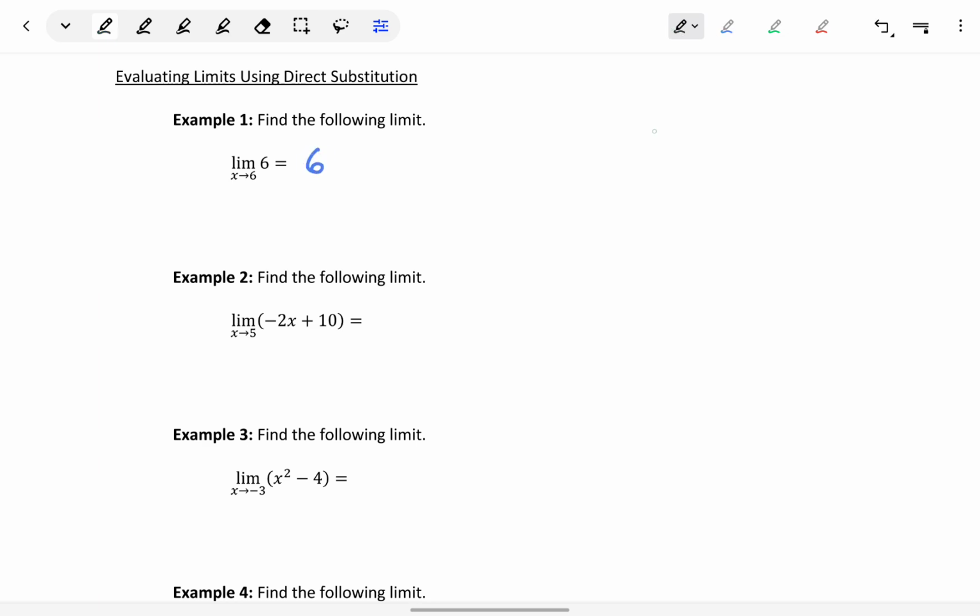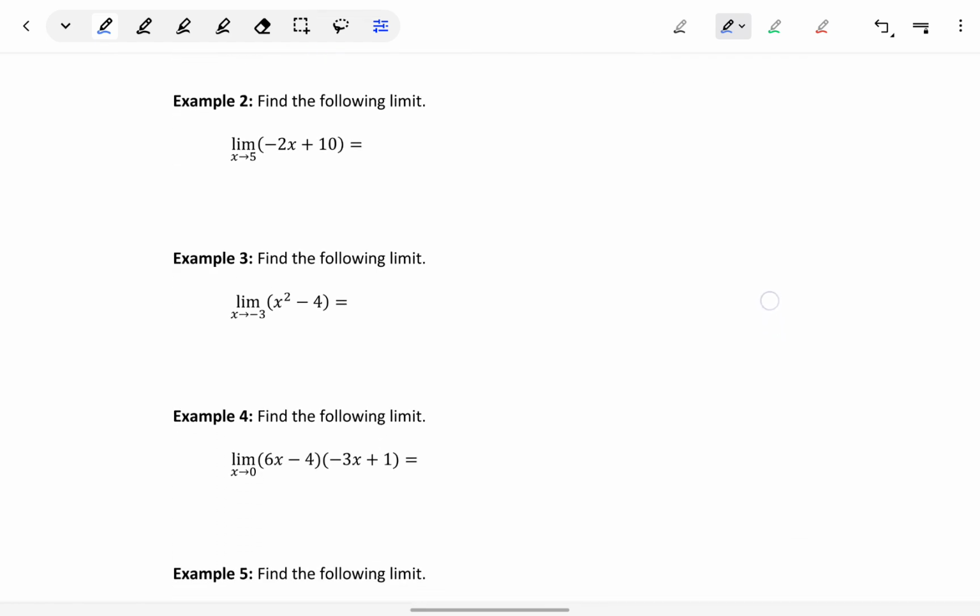Because what's happening here is we're considering the graph of y equals 6, which is just a horizontal line. It doesn't matter what our x value is, our y value will always be 6. So the limit of a constant, which in this case is 6, is always just going to be that constant.